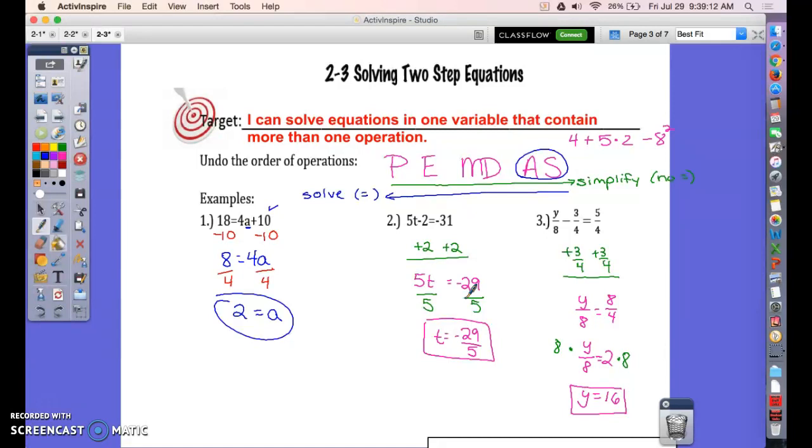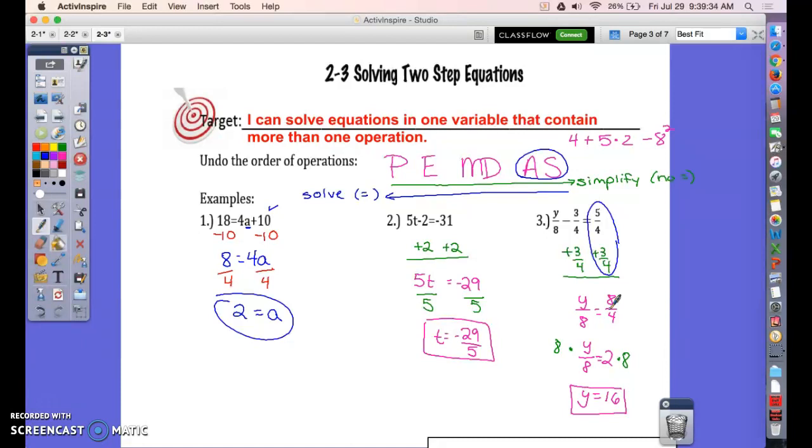And number 3, just because there's fractions, I'm still subtracting 3/4, so start with the addition or subtraction and undo that. I would add 3/4 to both sides. Now, you have to remember how to add fractions here. 5/4 and 3/4, you add the numerators, keep the denominator. So you get 8/4. I would never leave 8/4, guys. Think about it.